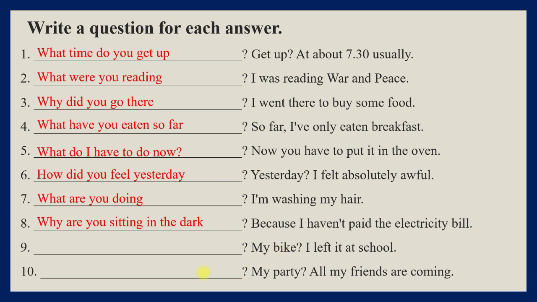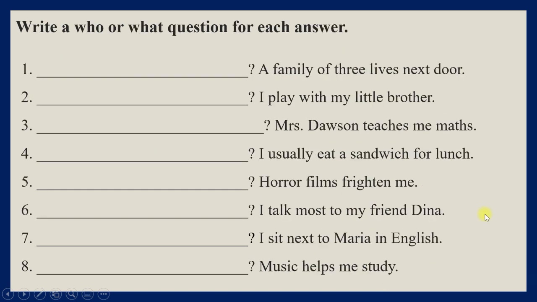Number 9, my bike. I left it at school. So where is your bike, for example? This is asking about the whereabouts of your bike. Number 10, my party. All my friends are coming. So who is coming to your party? Next, write a who or what question for each answer.